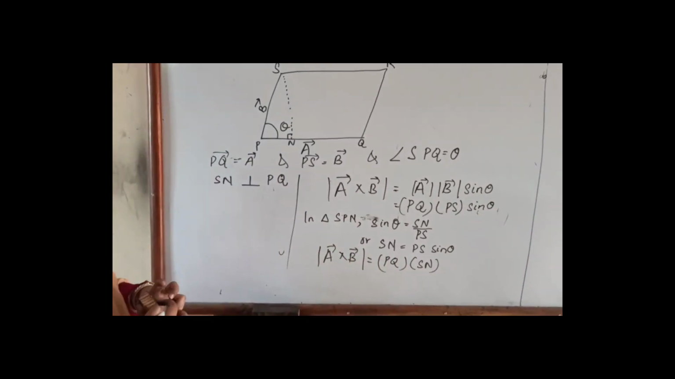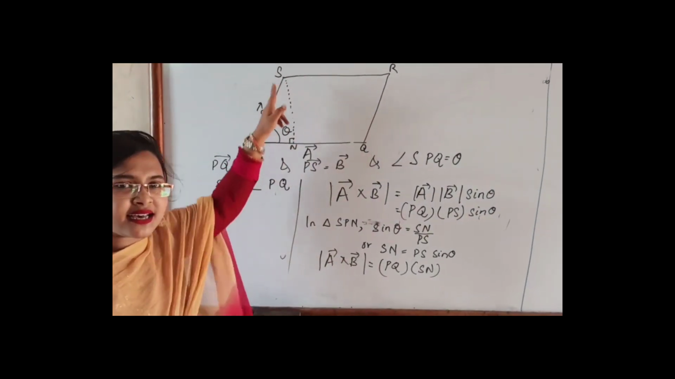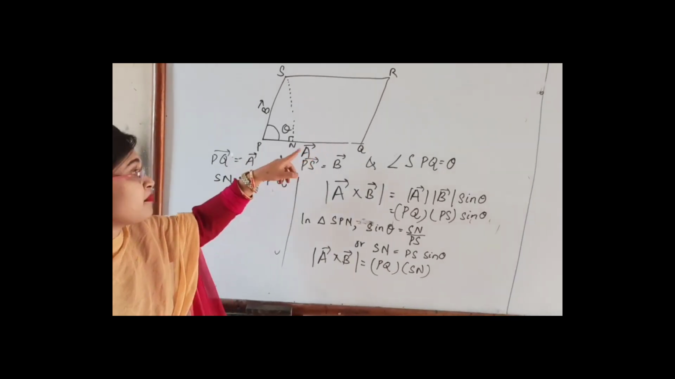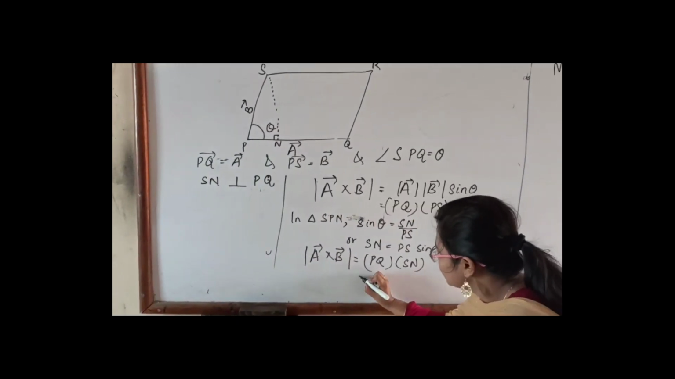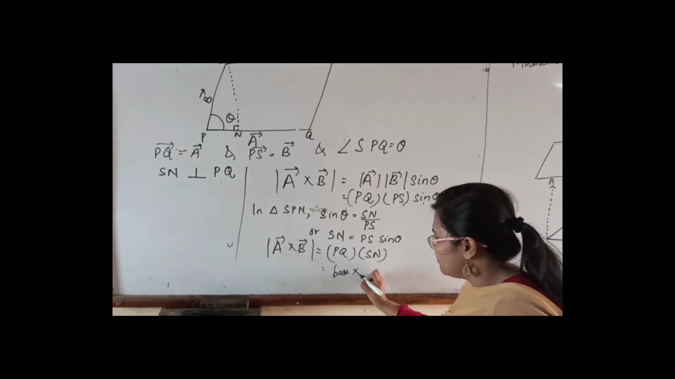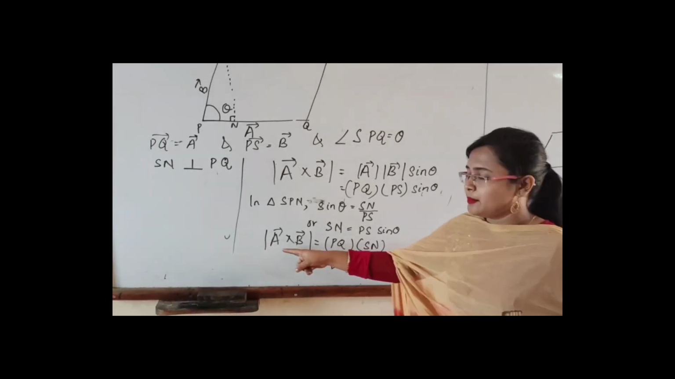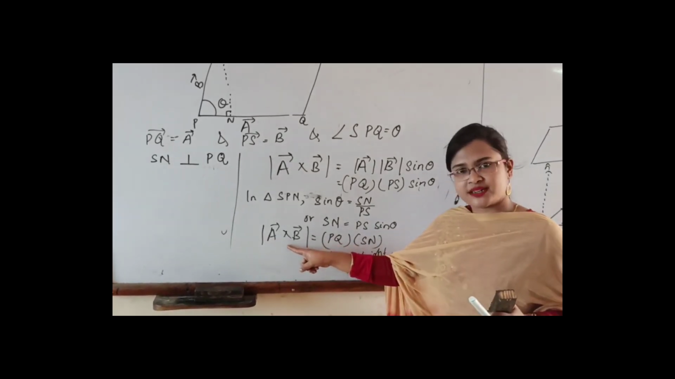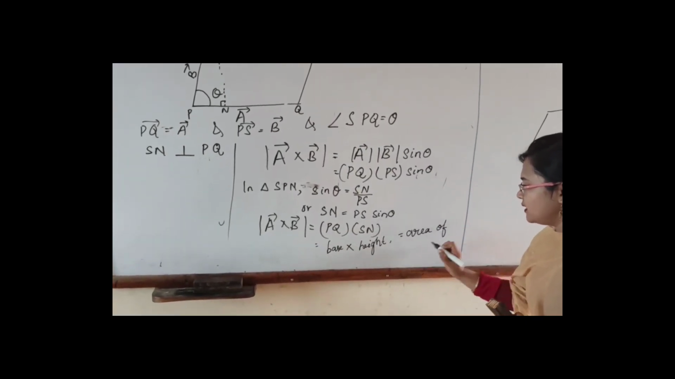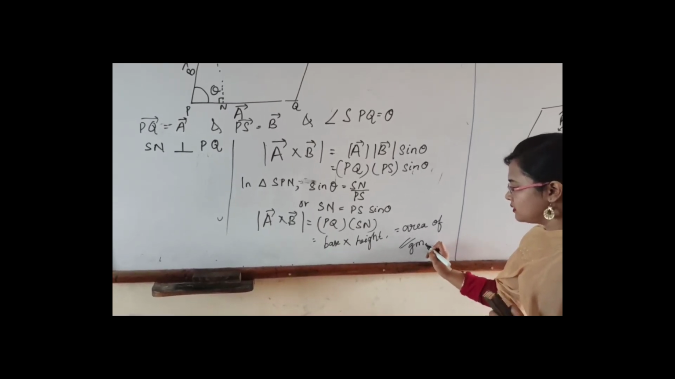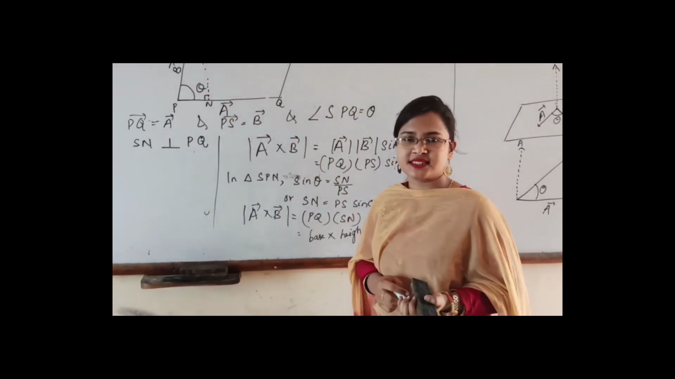Now see, what is this? SN. A cross B is PQ and SN. This is base, this is height. We know in a parallelogram the area is given as base into height. So, we can see PQ is the base of the parallelogram and this is the height. So, I can define more clearly now that the magnitude of the vector product of two vectors is actually the area of the parallelogram having two vectors, vector A and vector B, as its adjacent sides.